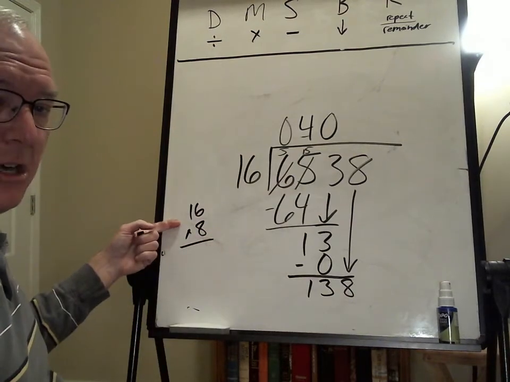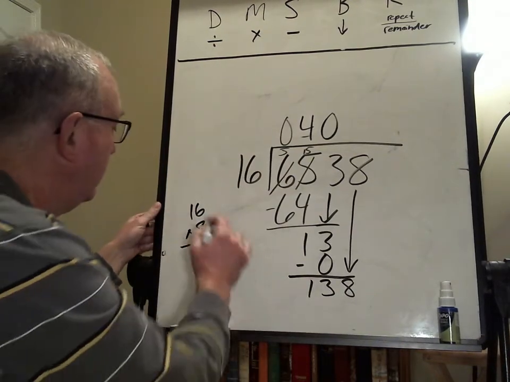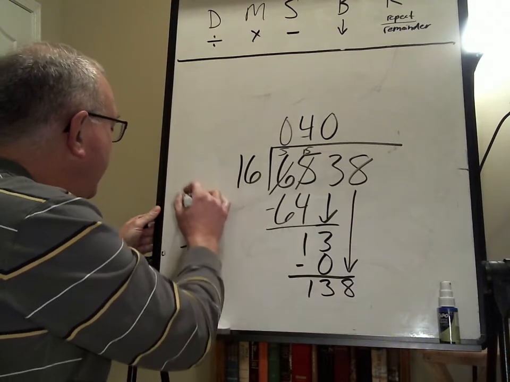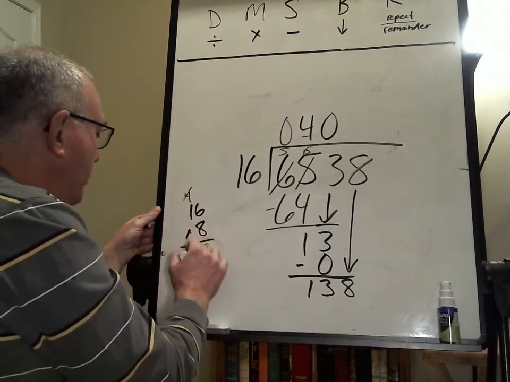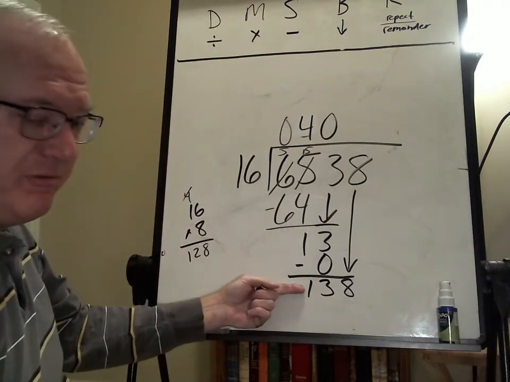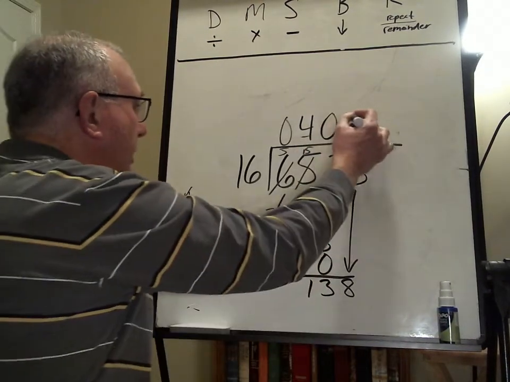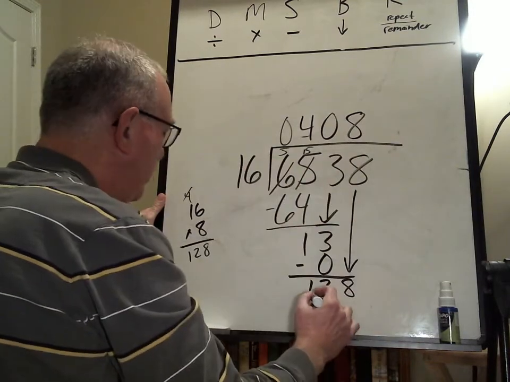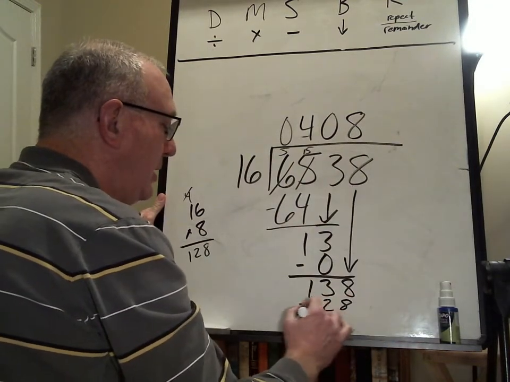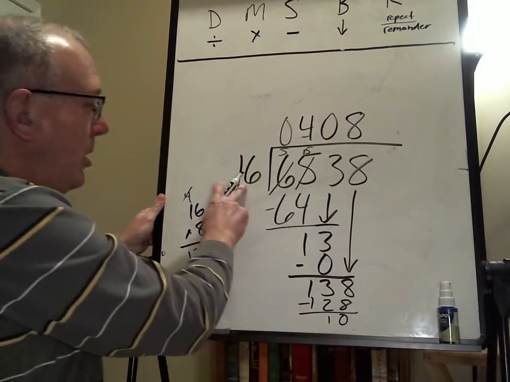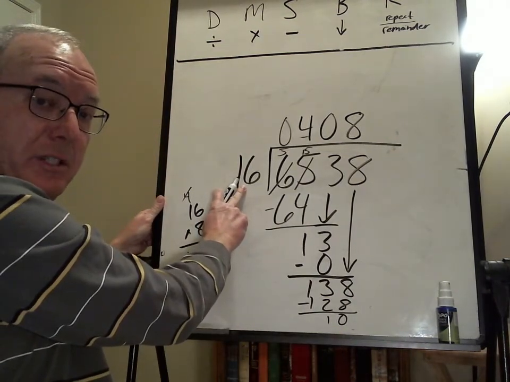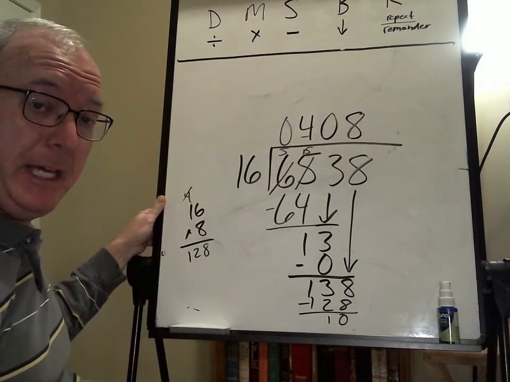Again, this is not hard at all. You just have to stay with it. 6 times 8 is 48. And 8 times 1 is 8. Plus 4 is 12. 128. And that's fairly close. So we're going to go 8 times 16 is 128. The remainder of 10. There's nothing to bring down. 10 is smaller than our divisor. So 10 is acceptable as a remainder.